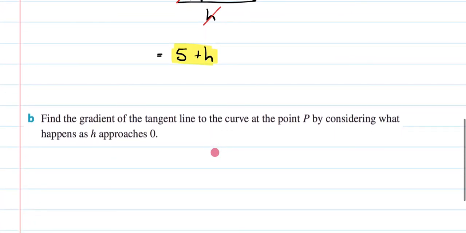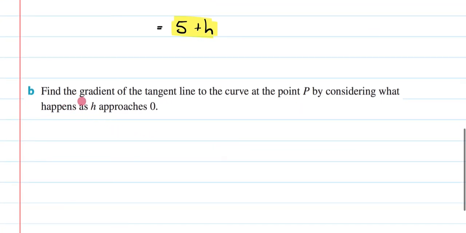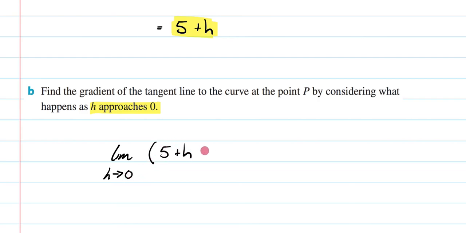Let's now read part B, which is telling me to find the gradient of the tangent line to the curve at point P by considering what happens as h approaches 0. So that means what I'm going to write here is, as my limit h approaches 0 of 5 plus h, what am I going to get? Well, as h approaches 0, it's going to be just 5. And just like that, I have answered the question.